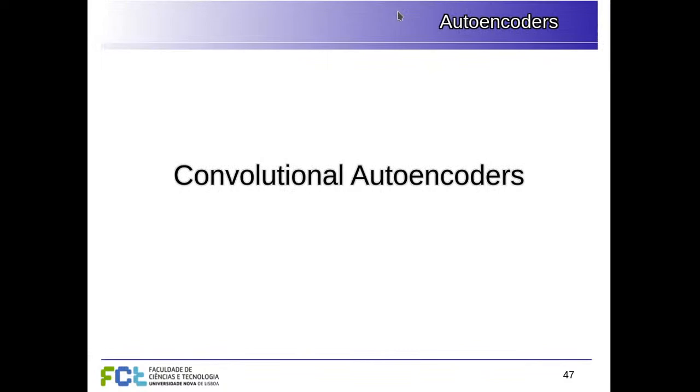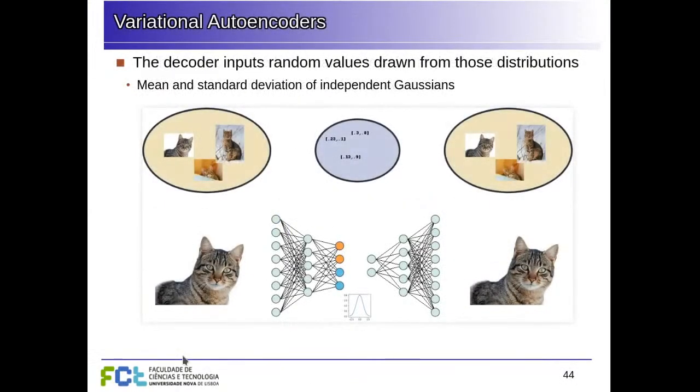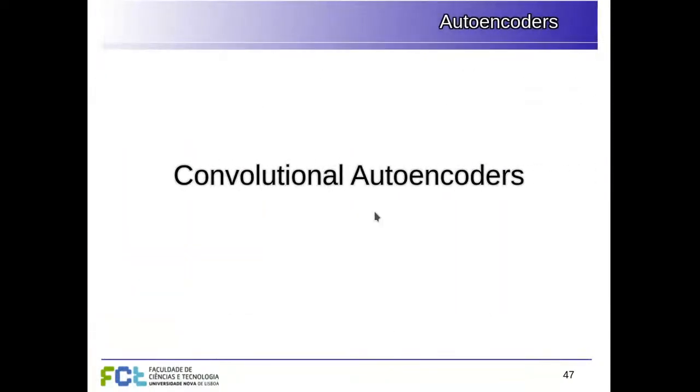One thing that I've been showing in these examples, but did not talk about explicitly, is a convolutional autoencoder. I've always been representing them in this way: we have dense networks and then dense networks again. But actually, when you're dealing with images, you don't use dense layers for the autoencoder. You tend to use convolutional layers.